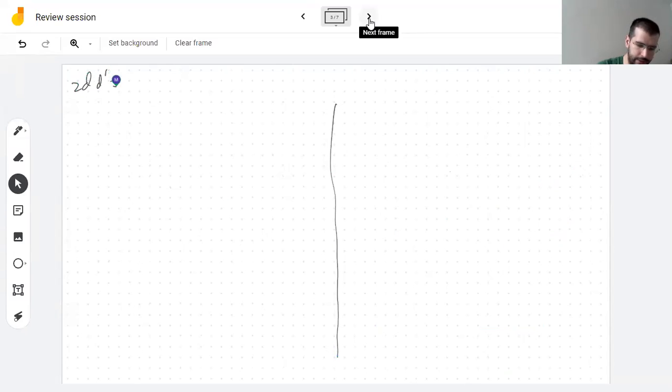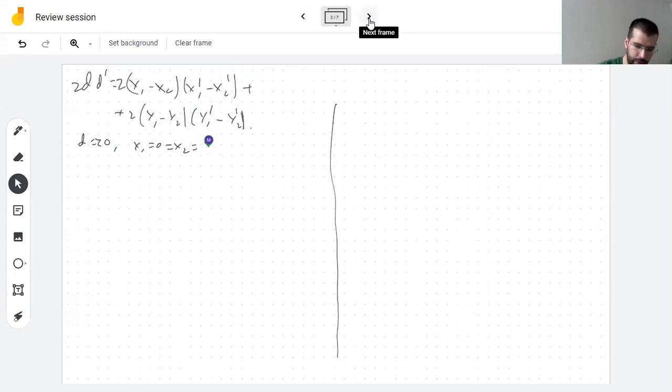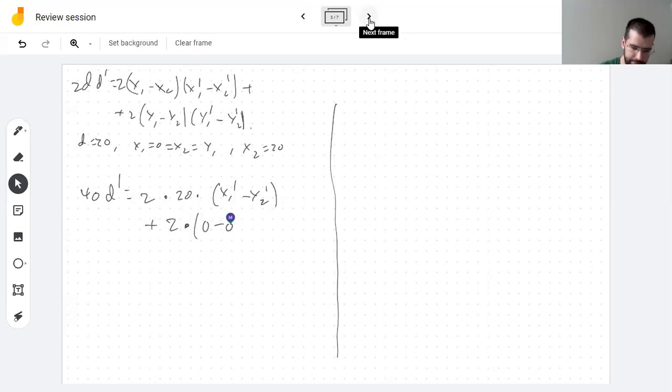I said 2d d prime is 2 times x1 minus x2 times x1 prime minus x2 prime, plus 2 times y1 minus y2 times something. And I said d is 20. x1 is 0, y1 is 0, y2 is also 0, and x2 is 20. So I'm left with 40 d prime equals 2 times 20 times x1 prime minus x2 prime, plus 2 times 0 minus 0 times something that is not going to matter because it's multiplied by zero. So d prime is x1 prime minus x2 prime.